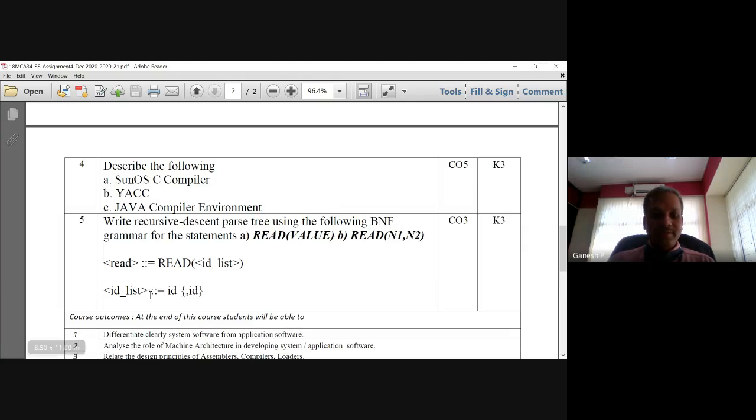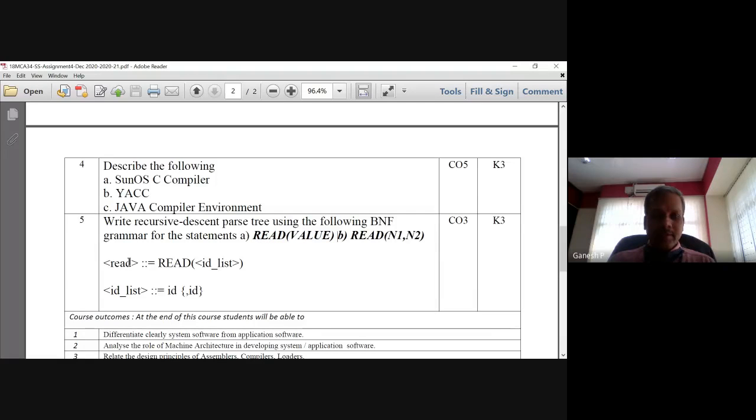What I have listed here is ID comma ID, meaning that a read statement should have at least a minimum of two values. So the first one is not going to be valid as per this grammar. As per the grammar listed here, read value is invalid. Hello?